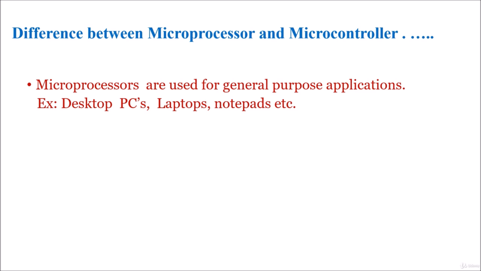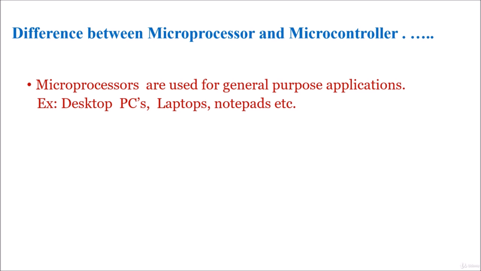Microprocessor based systems are used for general purpose applications such as desktop computers, laptop, notepads, etc. All these devices we can use for any application. For example, desktop computer we can use for PowerPoint presentation, for word processing, for writing a program in C, C++, or for writing a program in Python. So for many applications we can use this system.